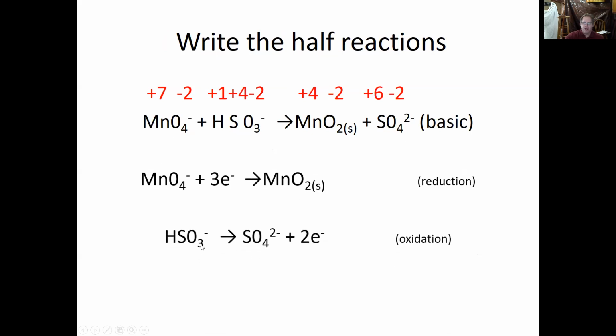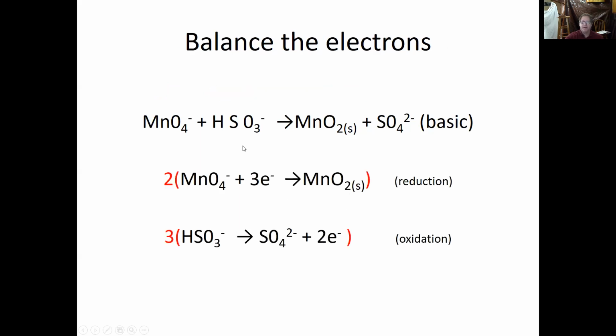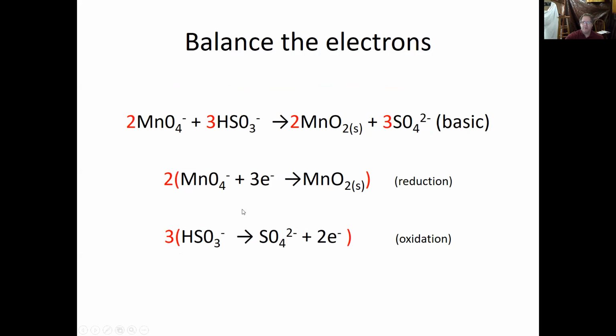Here is our oxidation half reaction, +4 to a +6 plus the 2 electrons. And then we're going to balance the electrons gained and lost by finding the least common multiple. The least common multiple of the 3 electrons that I have here and the 2 electrons I have here. Then I need to balance the electrons. I'm going to need to have a least common multiple of 6. That means I need to multiply this equation by 2, this equation by 3, and then I'm going to put them into my overall equation up here.